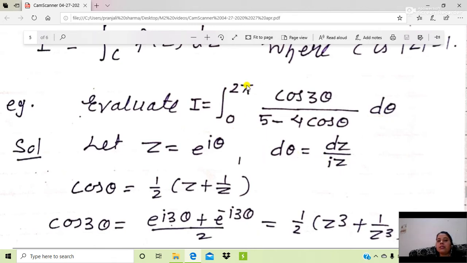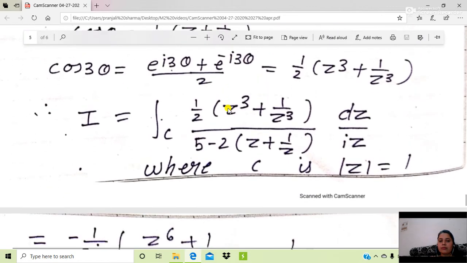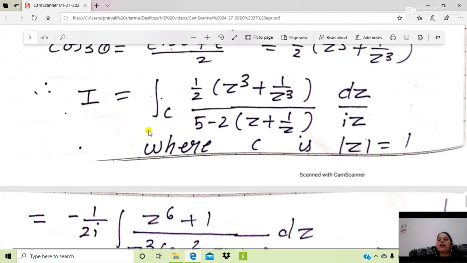And what about the limits? In place of limits, there will be a curve which is the unit circle mod z is equal to 1, by the derivation part. So the integration is now changed as integration of half of z cube plus 1 upon z cube upon 5 minus 2 into z plus 1 by z, into dz upon iz, where C is the curve mod z is equal to 1.